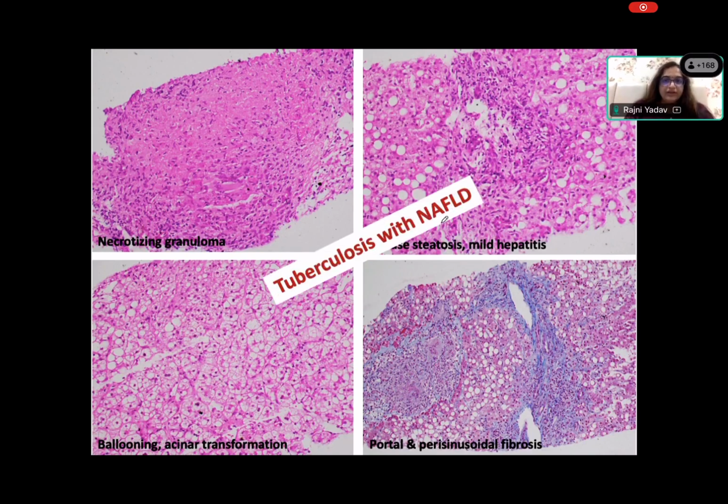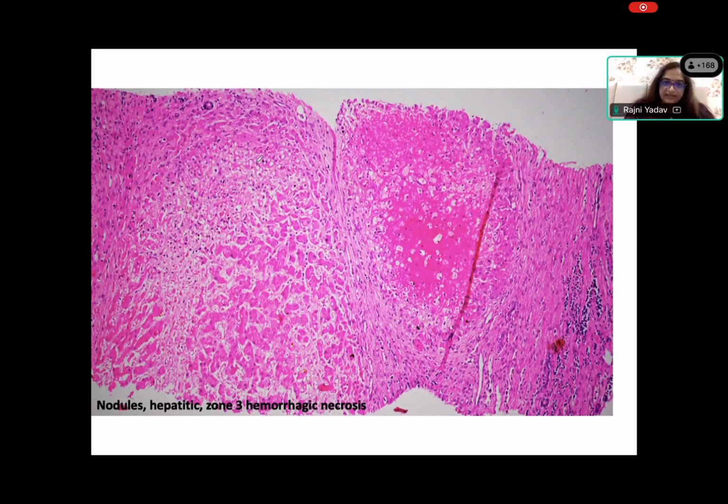So this was a case of tuberculosis with non-alcoholic fatty liver disease. See, all people will not be obese with non-alcoholic fatty liver disease. So you may have NAFLD in lean patients. So there is a lean kind of NAFLD also.